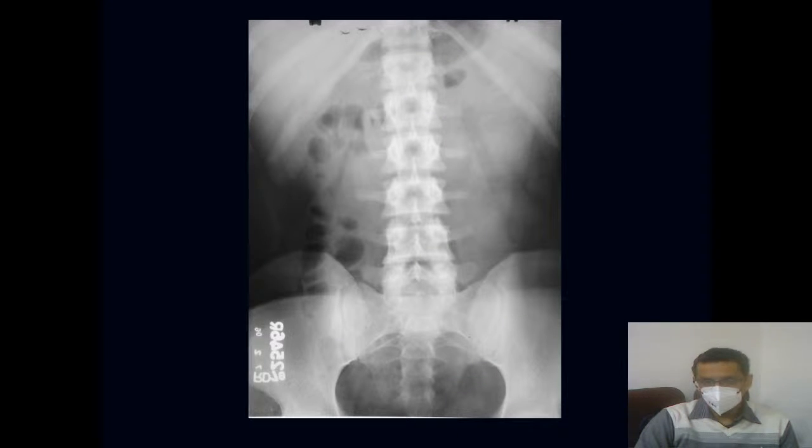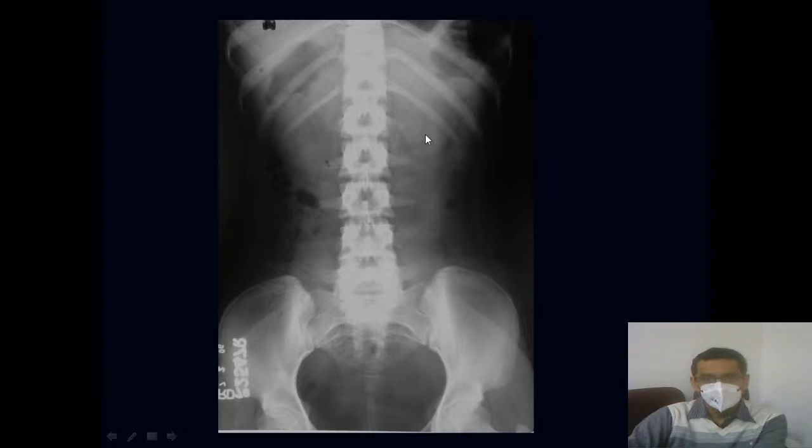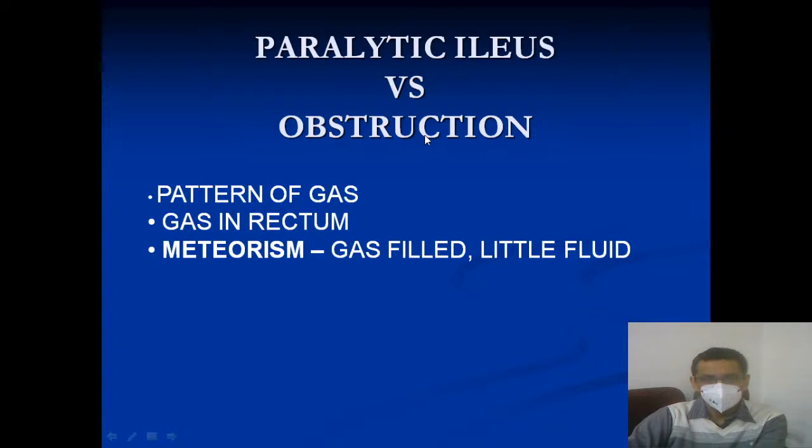So let's see what is present here. Are there any abnormal air fluid levels? No, I can't even see an air fluid level in this particular case. This may be a supine X-ray. This may be normal, even this may be normal.